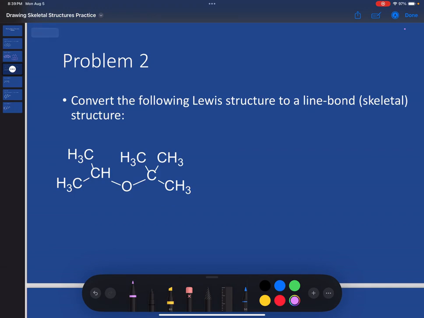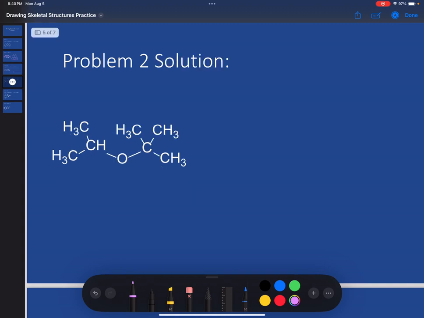So we're going to do the same thing. The difference with this is that we do have a heteroatom, so that changes just a little bit. Again, if you want to go ahead and draw the skeletal structure for this, you are free to do so, or hit pause if you want to try yourself. Otherwise, I'm going to go to the solution slide and get started.